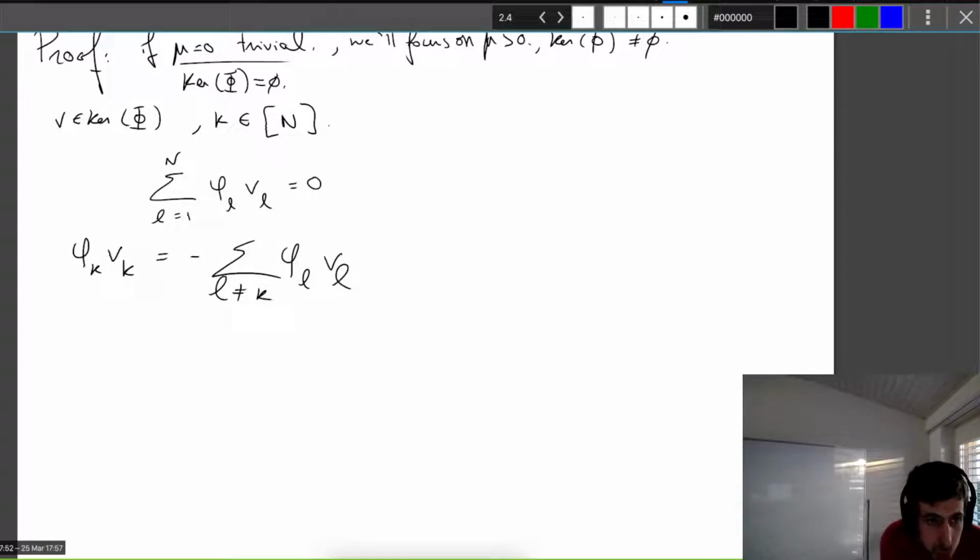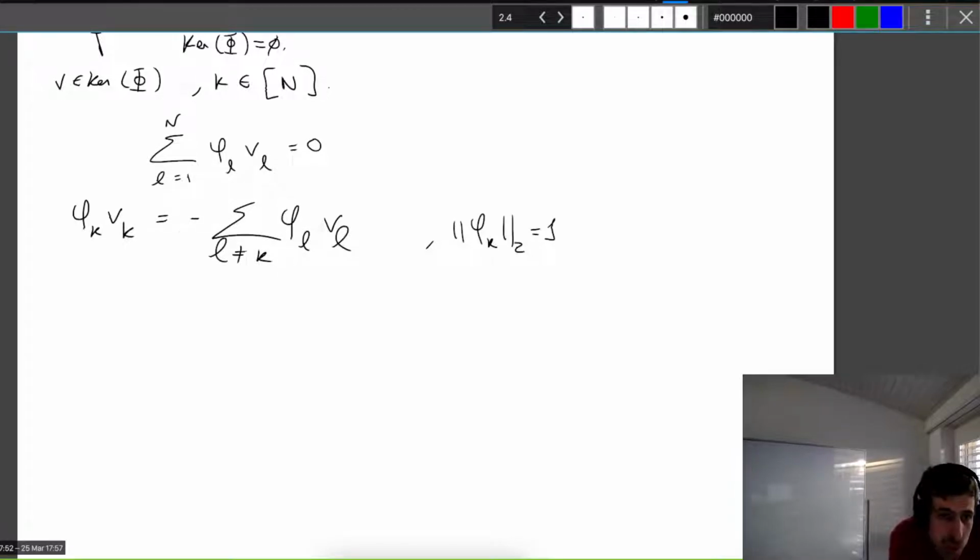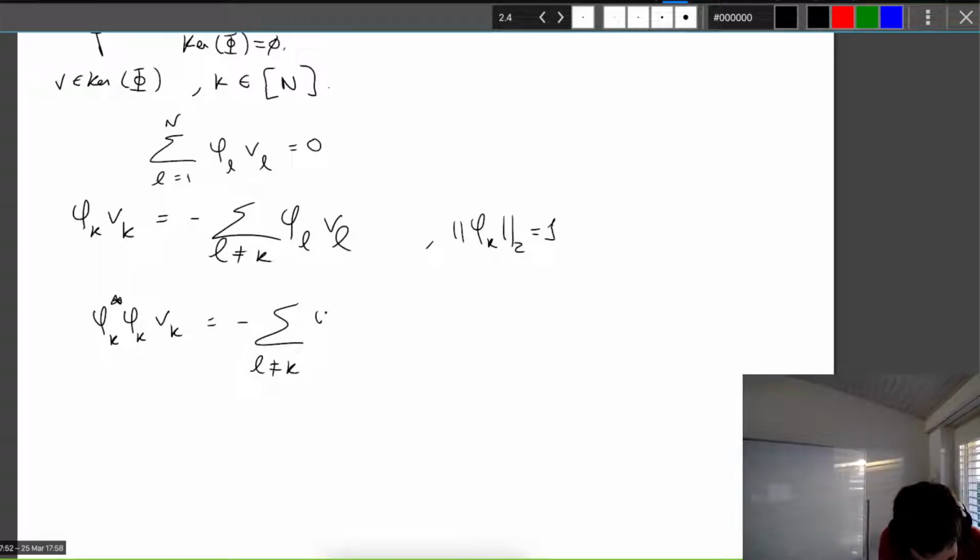Okay. But we know also that the L2 norm of phi k is 1, because they were unit norm. And so what can we do? We can just multiply by phi k star on the other side, the transpose, or when they're complex, the transpose conjugate. So Vk is equal to minus some L not k. I'll try to do this. Okay, so it goes inside, because it's a linear thing. Okay, so far so good.